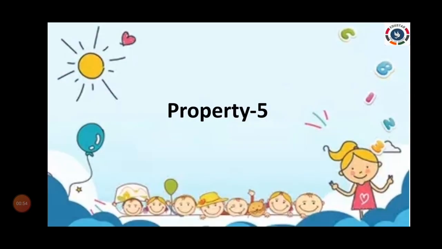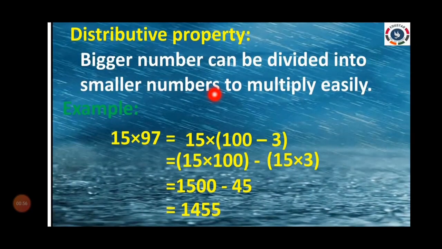Then property 5, distributive property. That is, a bigger number can be divided into smaller numbers to multiply easily. For example, 15 into 97. The first number you have to keep as it is. The 97, that is nearest to 100. So how much you can subtract from 100 to get 97? 3. So 100 minus 3, you are going to expand the number like that. So 97 is equal to 100 minus 3. So write it inside the bracket.